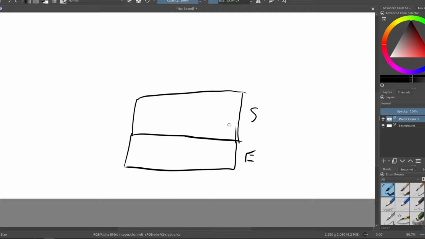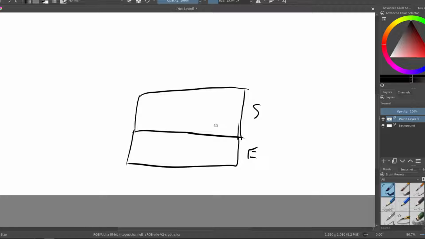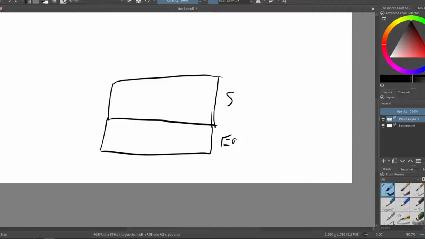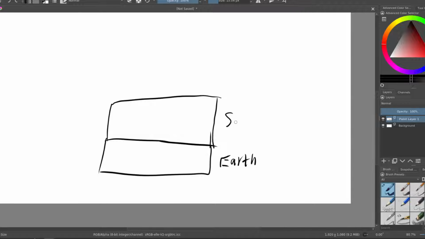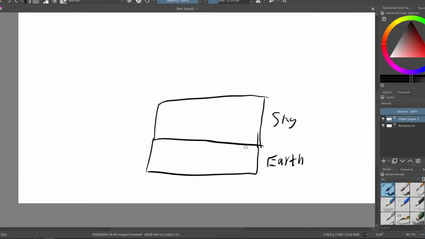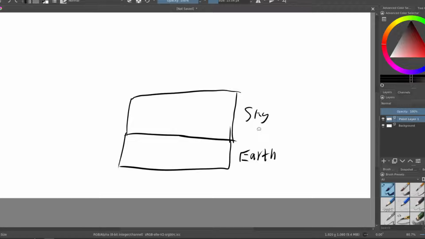Alright, so here we have two little boxes. The bottom one is the earth, the top one is the sky. So, mediums is what we're talking about, and the medium for this context is defined essentially as the in-between state, the in-between area of space, the in-between world, between two things. Now, for example, we're going to use the sky and the earth.